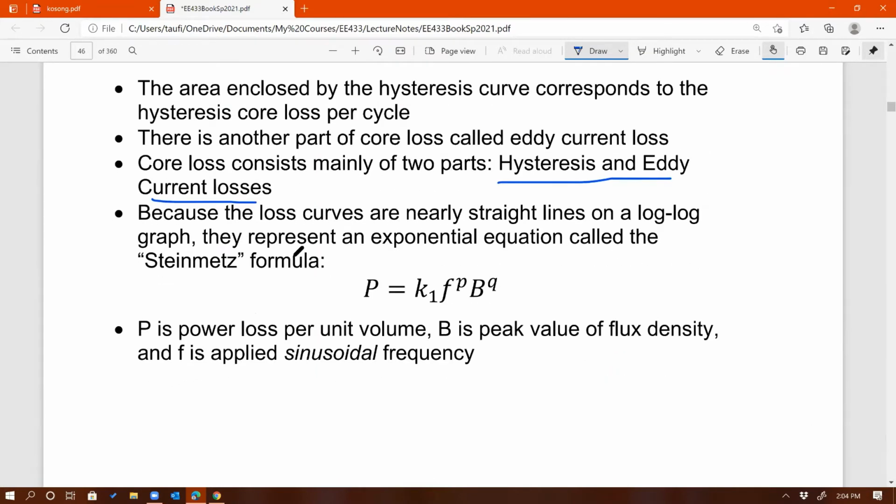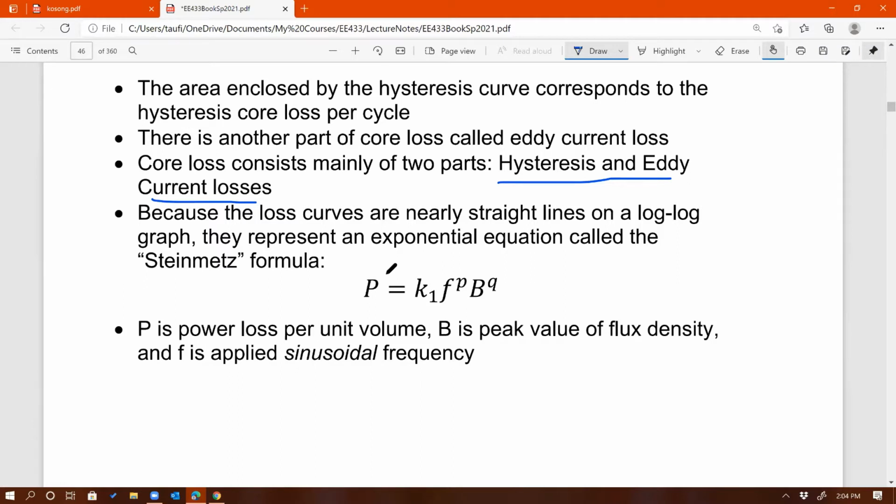And for hysteresis loss, if you vary the frequency applied to this core, you'll find that the higher the frequency, the bigger the area enclosed by the hysteresis loop. So the hysteresis loop becomes bigger and bigger. I think you've seen it before, last time, on one of the pages. As you increase frequency, you increase the area enclosed by the hysteresis curve, and therefore that would increase the loss from hysteresis.